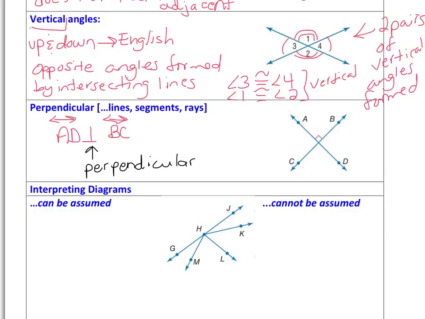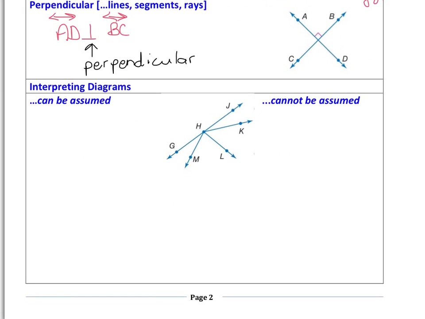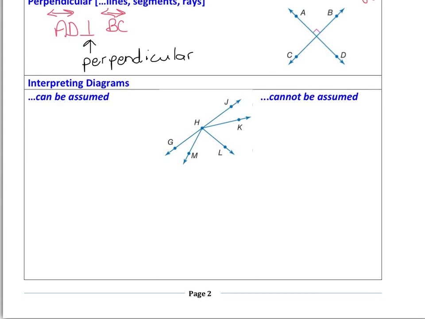All right. Interpreting diagrams. Okay, some things can be assumed and some things cannot be assumed when looking at a diagram. And all year long we are going to be interpreting diagrams, so we need to understand what we can assume and what we cannot. In looking at this somewhat complex diagram here, we've got some lines and rays coming out here from point H. Let's talk about what first can be assumed when we look at that diagram. The first thing that we can definitely say is that all points are coplanar.